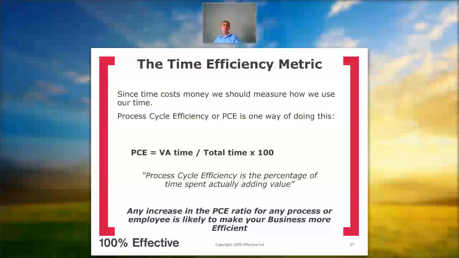There's a useful metric we can use, a time efficiency metric, and this is called process cycle efficiency, or PCE for short. PCE is the value added time divided by the total time multiplied by 100 to give us a percentage. So we could say that process cycle efficiency is the percentage of time spent actually adding value. Any increase in this PCE ratio for any business process or any employee is likely to make your business more efficient.